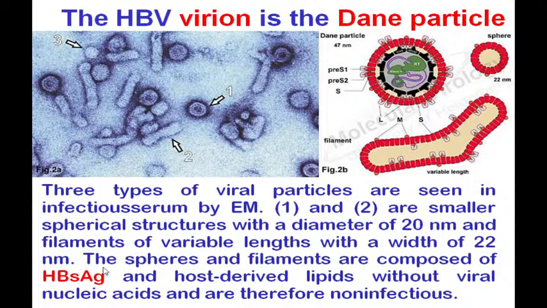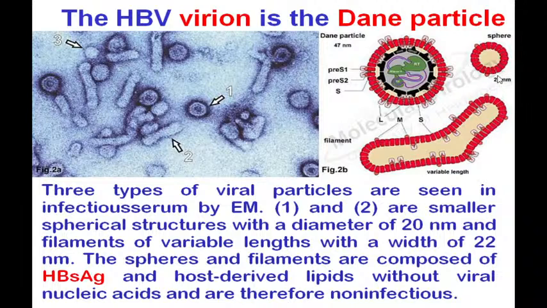So if we take the patient's blood serum and take a look under the electron microscope, then we will see 3 types of particles. You can see these 1, 2, and 3. Particles 2 and 3, seen here, are subvirional particles. What does it mean?